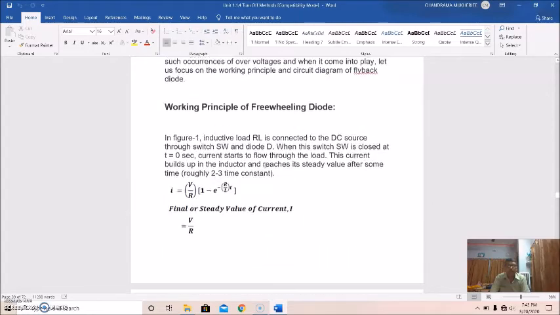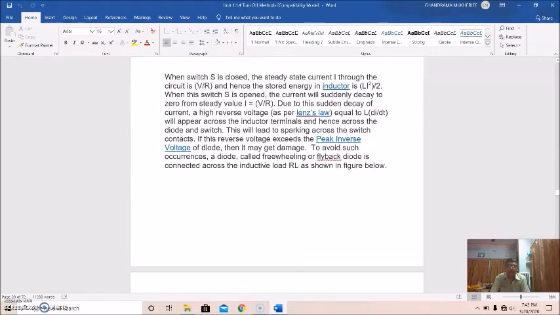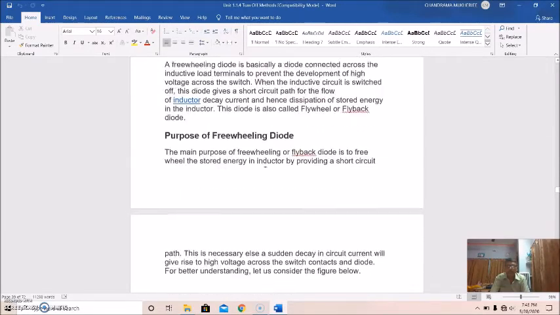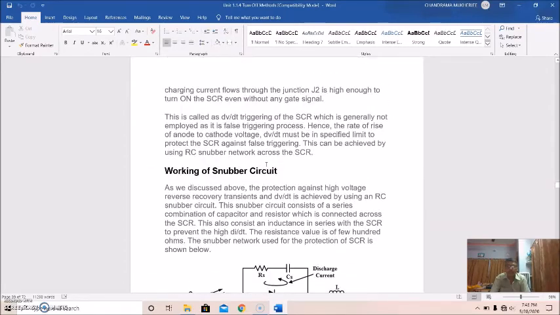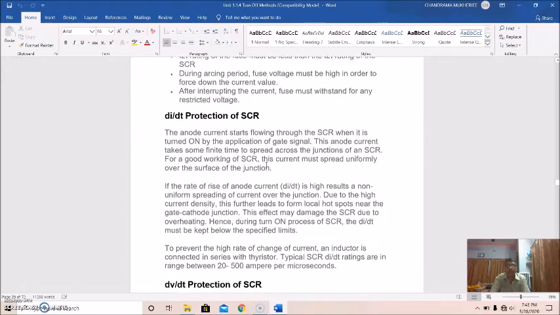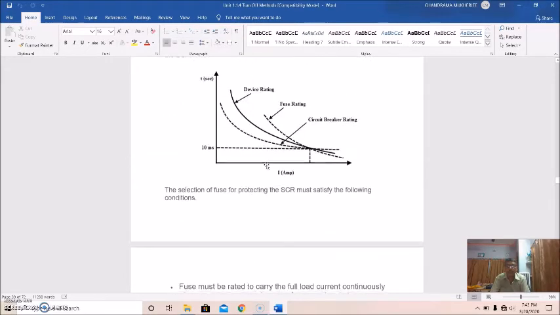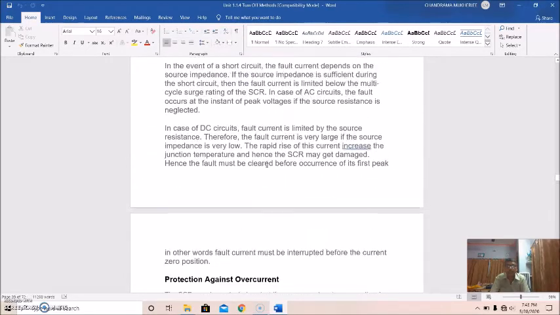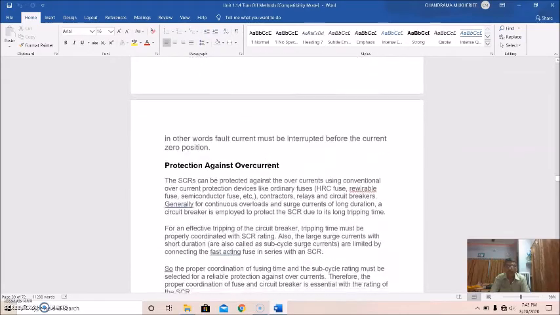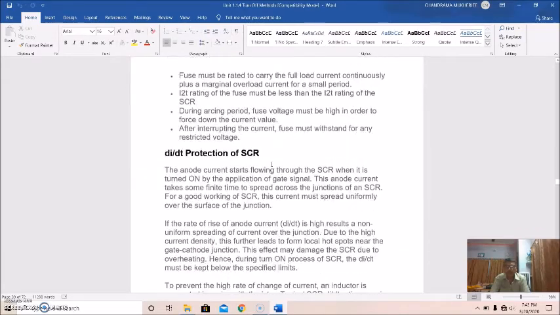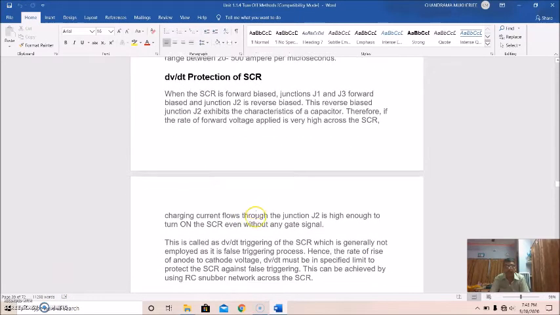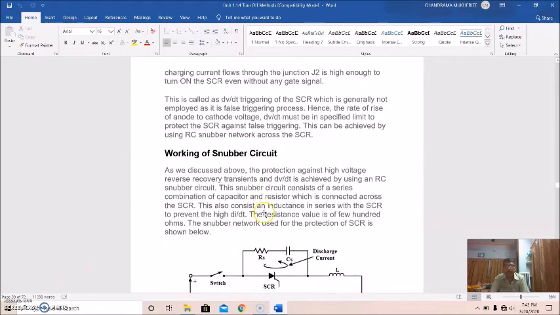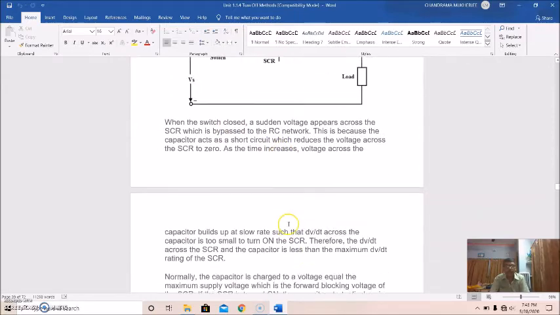So far we have discussed all these aspects: overvoltage, overcurrent, working of snubber circuits, dv/dt protection, di/dt protection, protection against overcurrent and overvoltage, and then the functioning of the freewheeling diode. So that's all.